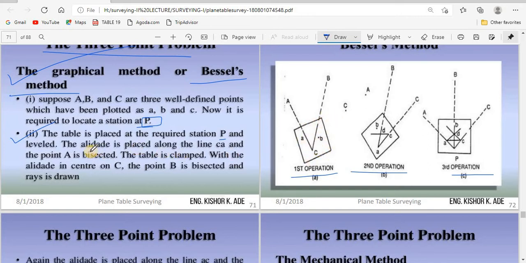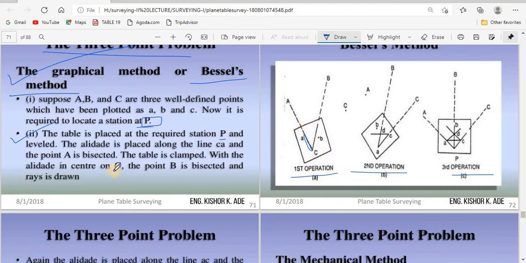Okay, so what you have to do is place the alidade along the line CA. You can see that this CA line has already been plotted, so we need to keep the alidade along this line. Okay, and the point A has to be bisected. So you have to shift your table, either clockwise or anti-clockwise, till your ranging rod at A has been bisected.